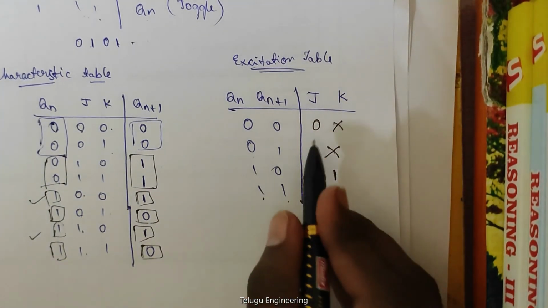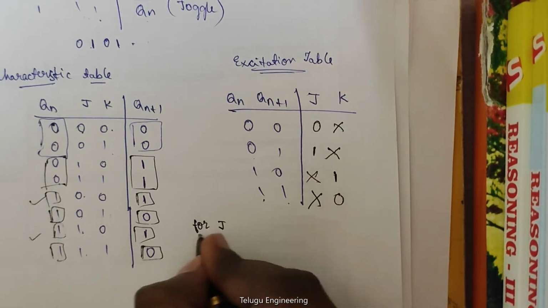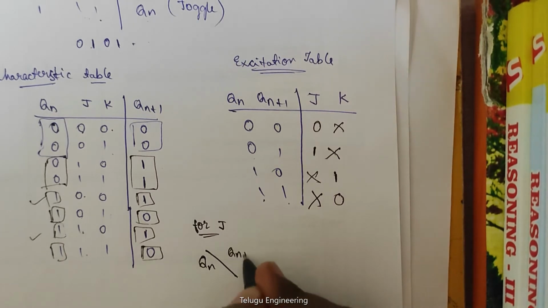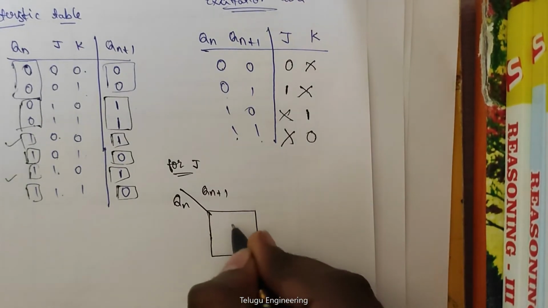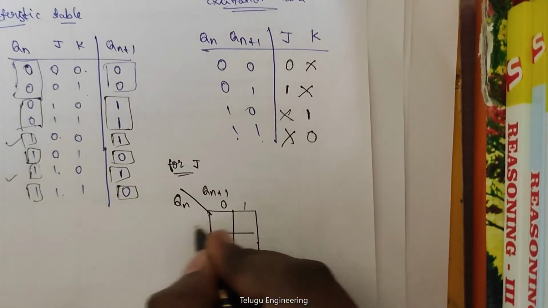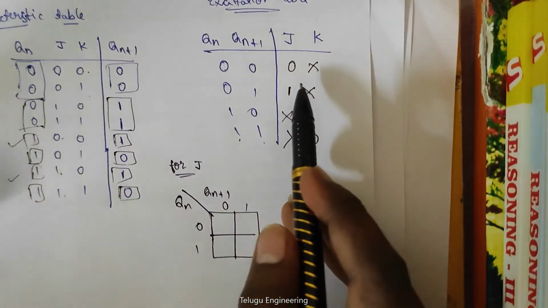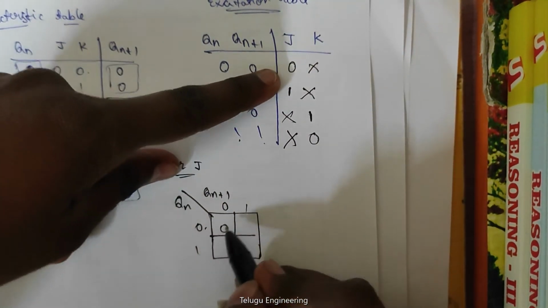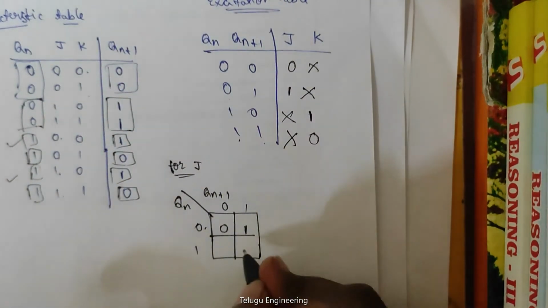Now we'll find the values of J and K by using your K map. For finding the J value, what will be the outputs? We'll be considering Qn, and this will be Qn plus 1. We already know about the K maps, right? 0 1 0 1. When we look at J, when it's 0 0 there is 0, when it's 0 0 there is 0, and when it's 0 1 there is 1. Next will be don't care conditions.